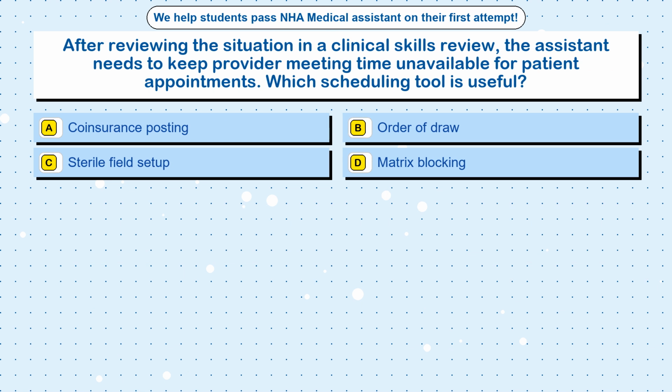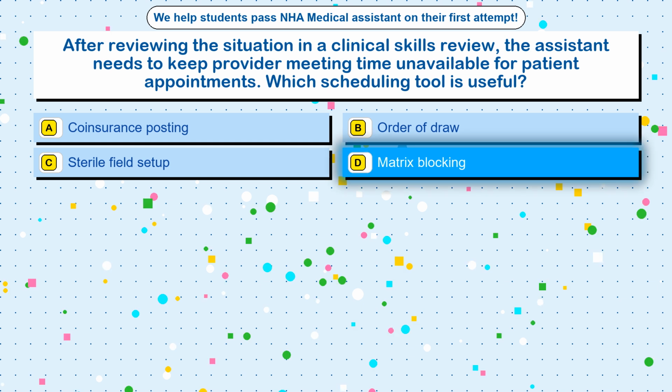Question 40. After reviewing the situation in a clinical skills review, the assistant needs to keep provider meeting time unavailable for patient appointments. Which scheduling tool is useful? Option A. Coinsurance posting. Option B. Order of draw. Option C. Sterile field setup. Option D. Matrix blocking. The correct answer is option D.